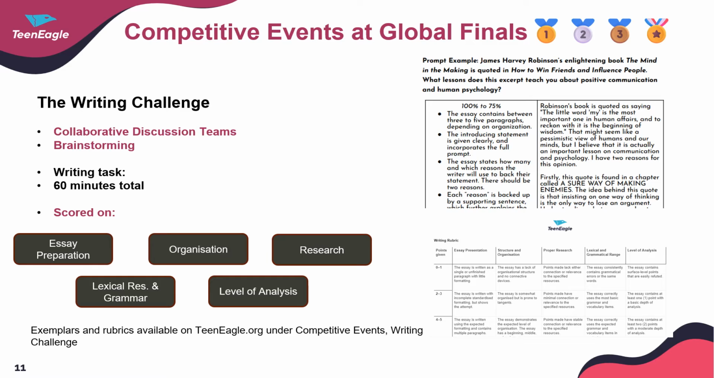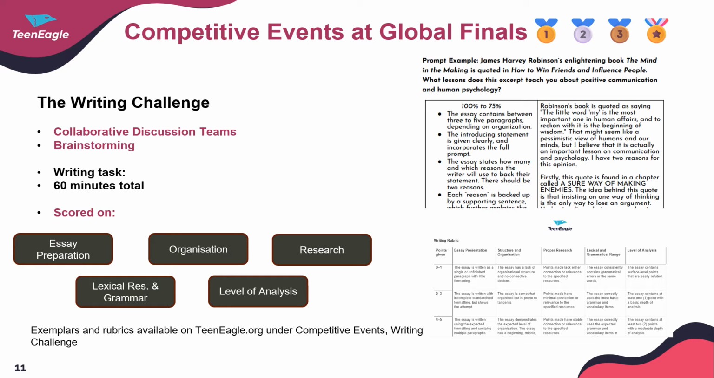Each TeenEagle level has a different amount of words that they have to write, and this will be given to you on the day. It is also available on our website, and it is scored on the categories that you can see on your screen. The essay preparation, the organization, your research, your lexical and grammatical resources, and your level of analysis. Again, the rubrics and exemplars, meaning examples of what types of things you could write and what scores you would get for writing it. Those are exemplars. Those are all available on our website.